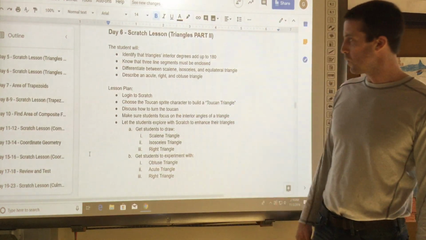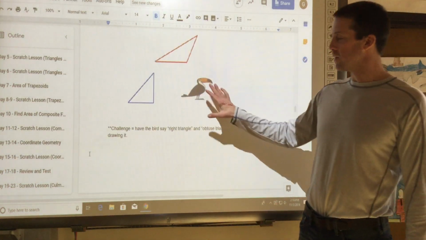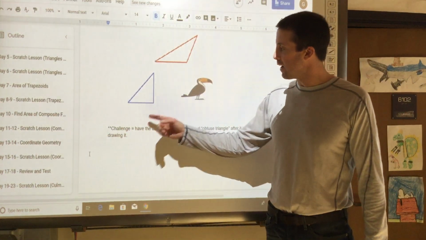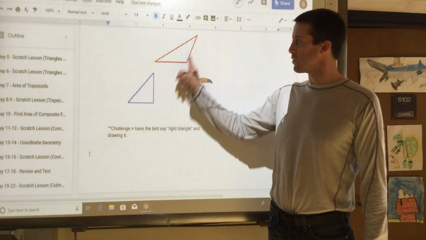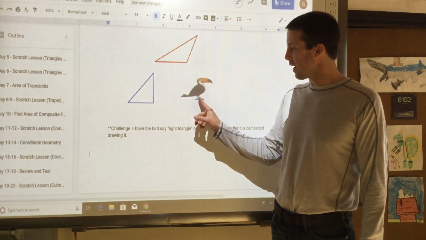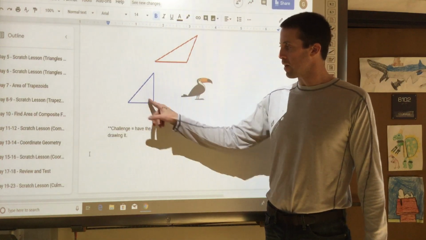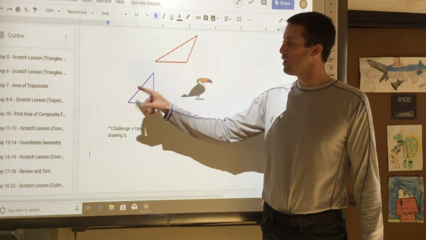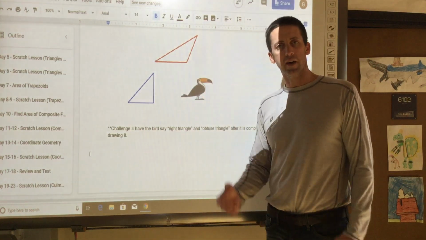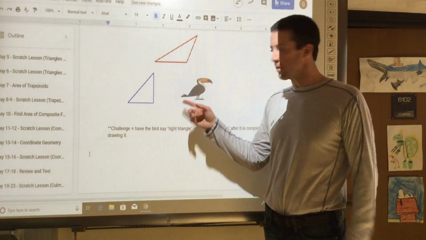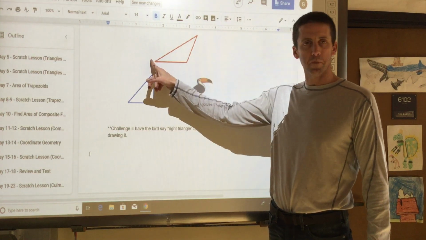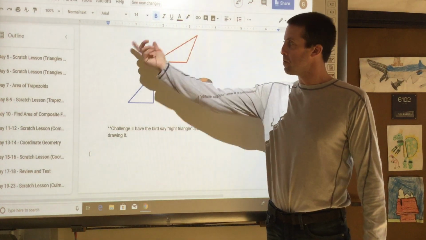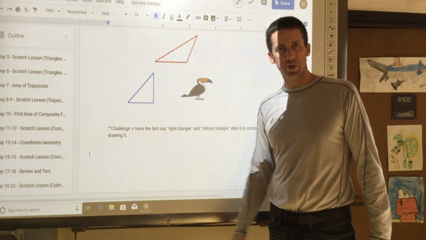So if we would scroll down, for example, here's toucan triangle. Here we have a right triangle with the 90 degrees. Here we have an obtuse triangle. And when I had my toucan drawing them, after it would finish drawing one, you could have the students, for example, have the speech quote, little bubble, and the toucan triangle said, right triangle.